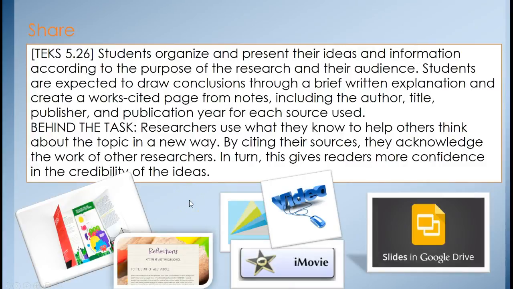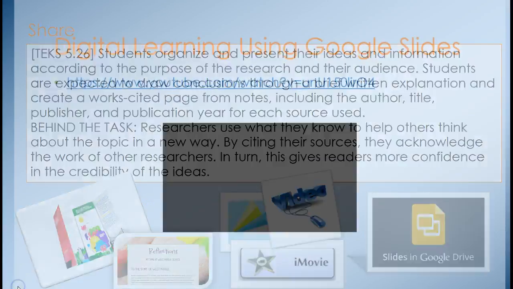As they share their research, I really believe they need to write about it because that's part of the writing process and sharing that. But also, maybe they could organize and present their ideas and information in a different way as well. We want them to have an explanation and works cited page, but then right behind that, what if they made a video? They could do slides in Google Drive. This is where your digital learning specialist could come in to really help them share their ideas and their research in a different way.